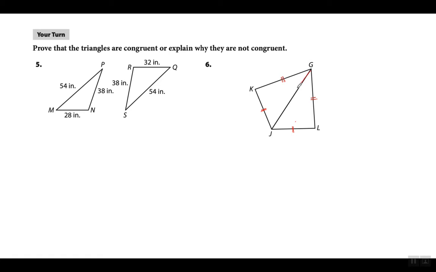And look, the side that they both share, the side that they both have in common, they both have it equal as well. All right? El lado que los dos triángulos tienen en común, tiene que ser igual para los dos triángulos. Así que sí, son congruentes por lado, lado, lado. Yes, they're congruent because of SSS.